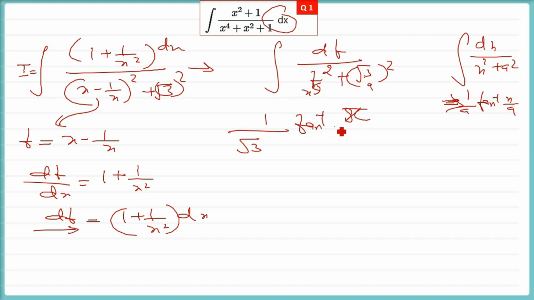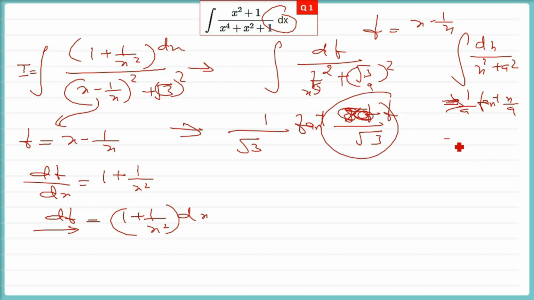Tan inverse, so t by root 3 will come. So this will be t divided by root 3. Now one more step is remaining. Initially t was taken as what? t was x minus 1 by x. So we'll put this x minus 1 by x here. We'll separate them out: (x minus 1 by x) divided by root 3. This will become (x square minus 1) by x in the denominator with a root 3.